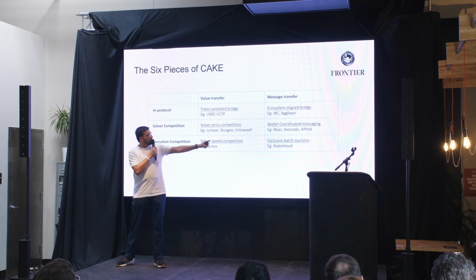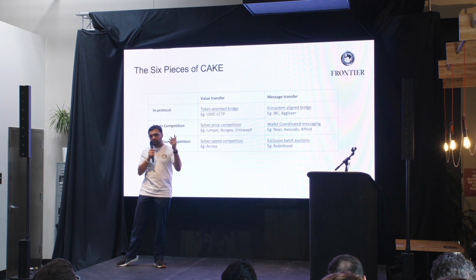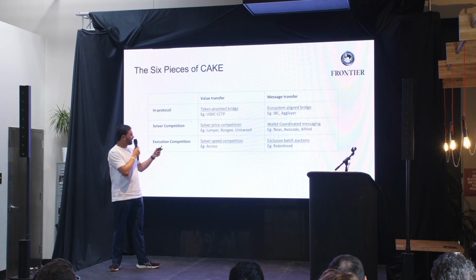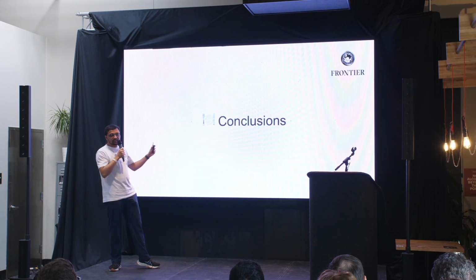And then finally, to transfer messages, you have things like PFOF or Robinhood, where there's no competition between solvers. You just give the whole flow to one single solver. There's no information leak, and then they can wait. They can batch things together and make sure that the users are satisfied at a high execution rate. And so these are the 6 pieces of cake.